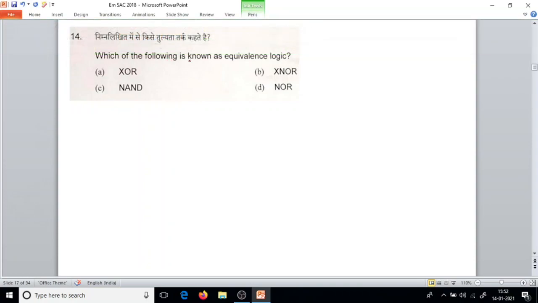Question number 14. Which of the following is known as equivalence logic? Which gate is known as the equivalence logic gate? That is the XNOR gate. Why? Let me draw it. Okay, it's an XNOR gate. We have two inputs A and B, and Y is the output.